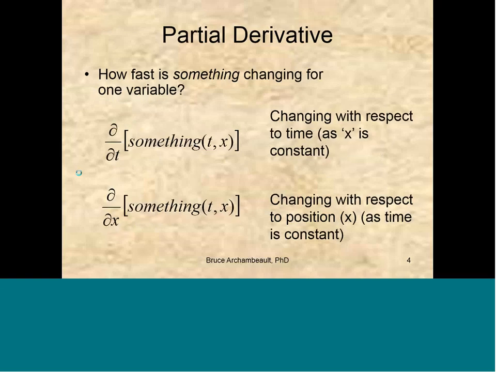Now, the mathematicians are never happy with something simple, and so you might have this something changing with more than one thing. It might be changing with respect to both time and position. If you wanted to see how fast something is changing with respect to time, you would hold x, the position, constant, and then see how fast it's changing with respect to time. Or conversely, you might hold time constant and see how fast something is changing with respect to position. So that's all this cute little Greek symbol, the partial derivative, means. Whatever you're taking the derivative of is changing with more than one thing, and you hold everything constant with respect to one variable as you look at how fast it's changing with respect to another.